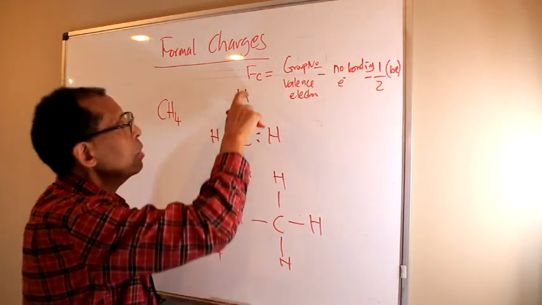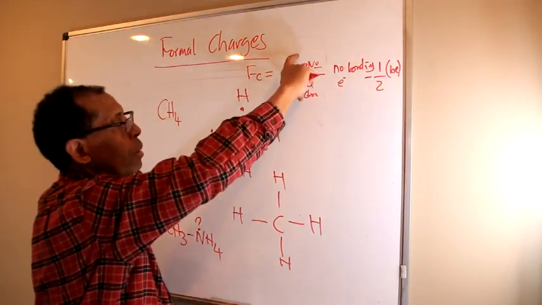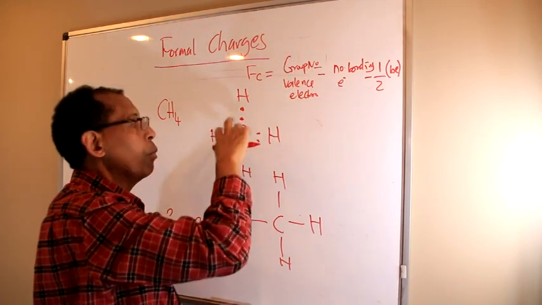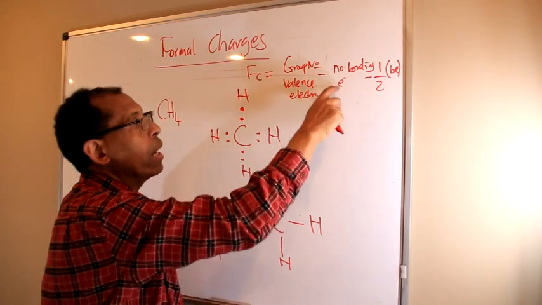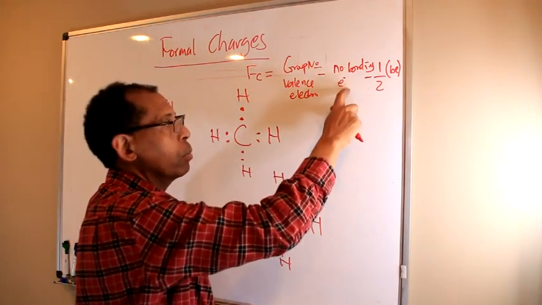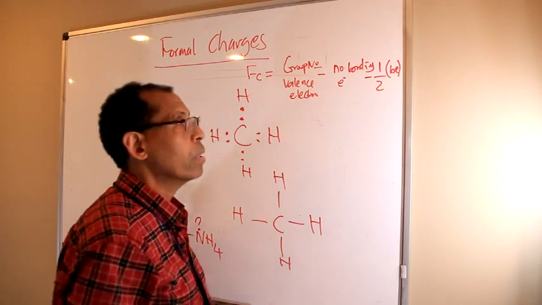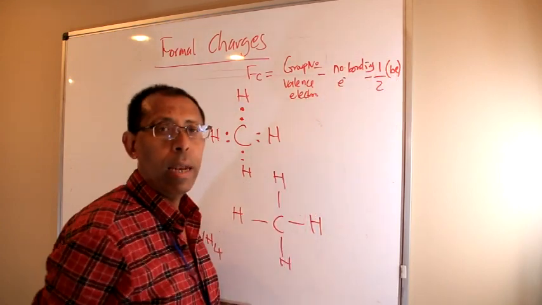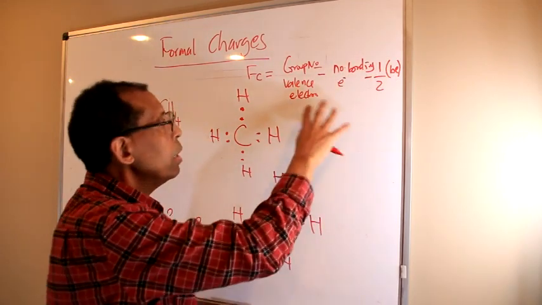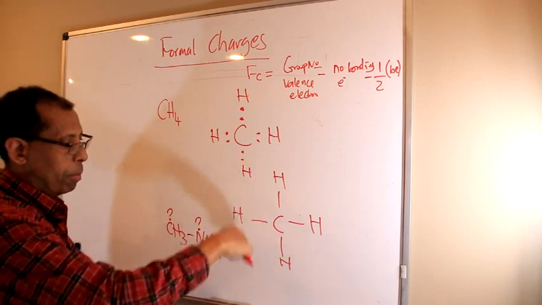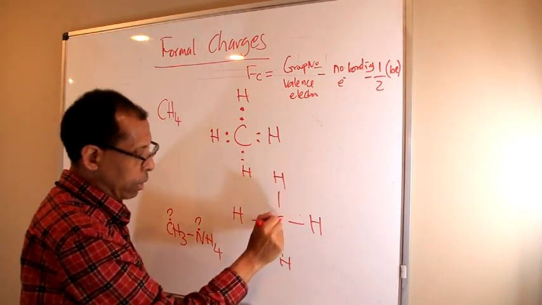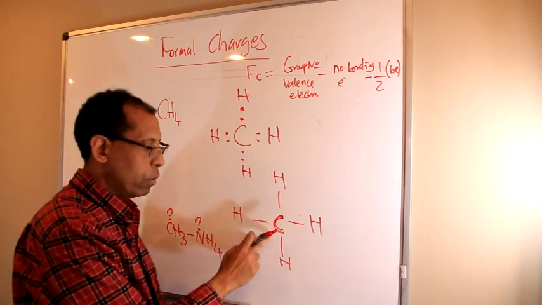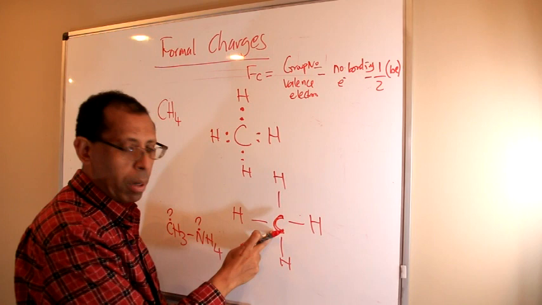So the formula is, you have a group number or where that atom is, the valence electrons, minus the non-bonding electrons, which means lone pairs, which we have discussed, and minus half of the bonding electrons. So let's apply that to this compound. When you are asked formal charge, it is specific to the atom. So what is the formal charge on carbon?